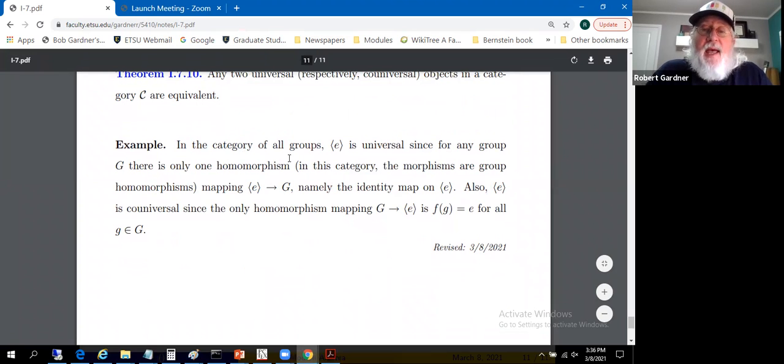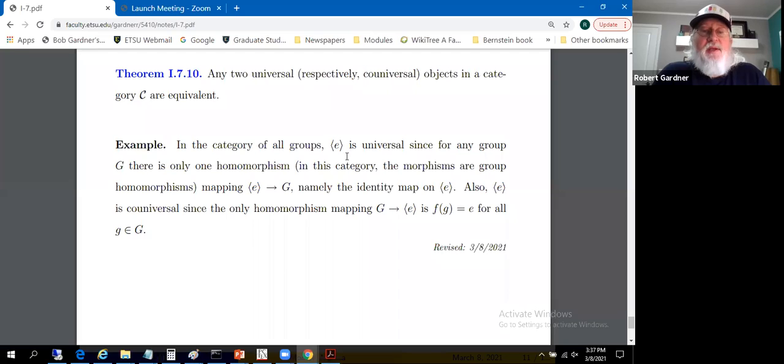If we look again at the category of all groups, our claim is the trivial group is a universal group. That's going to mean the existence of unique morphisms. In the category of all groups, the morphisms were homomorphisms, by the way, as we saw in the previous example. Claim is trivial group, the group generated by the identity is the notation there, is universal because there's only one homomorphism mapping the identity into group G. You only got one element. Where are you going to map it to? Have to be mapped to the identity by the property of homomorphisms. So there's only one morphism in this category that maps this thing into any given group G.